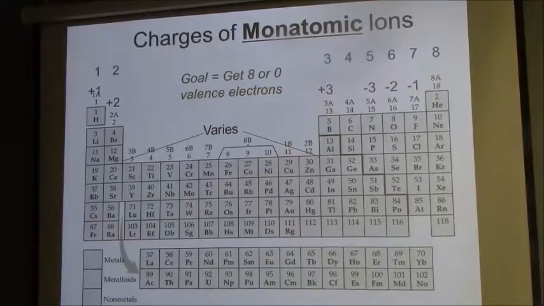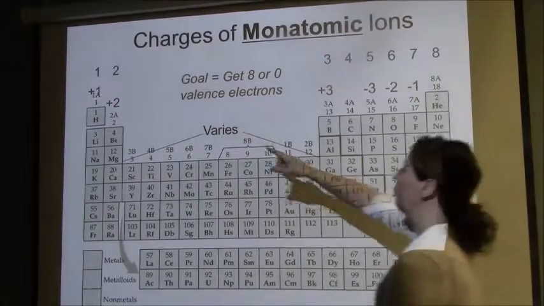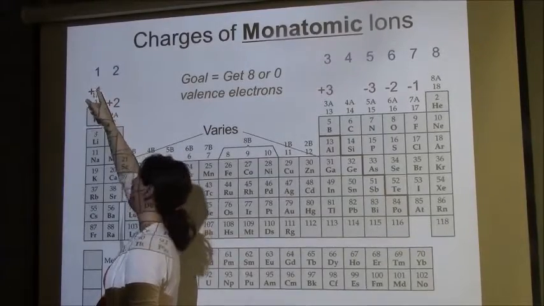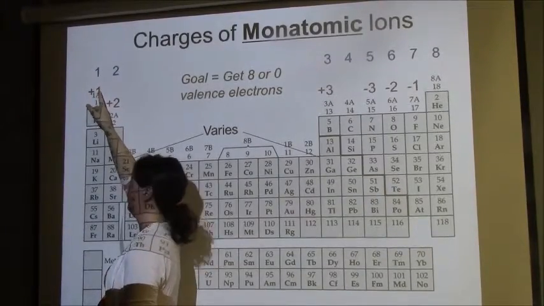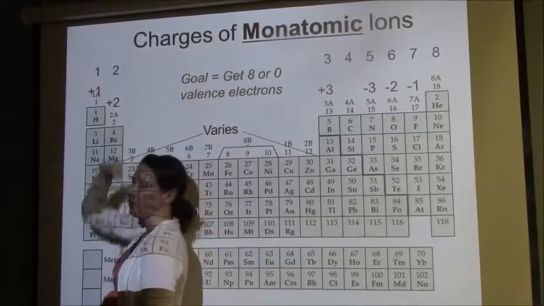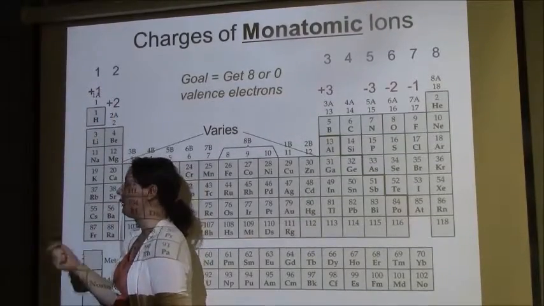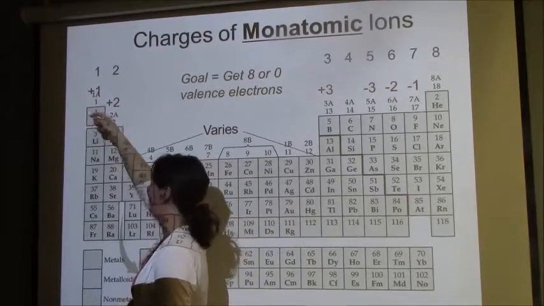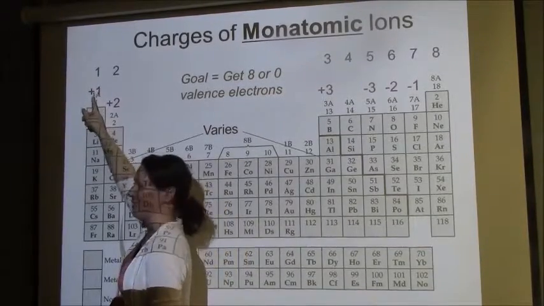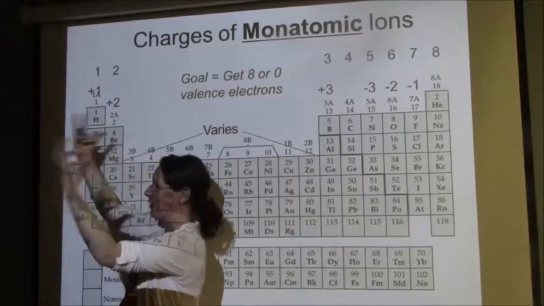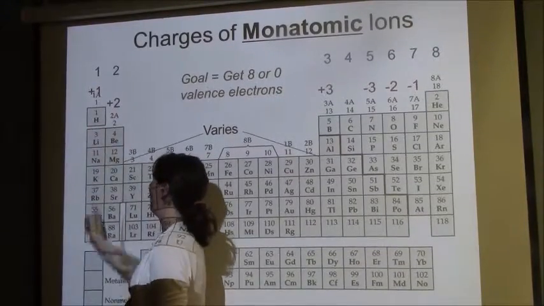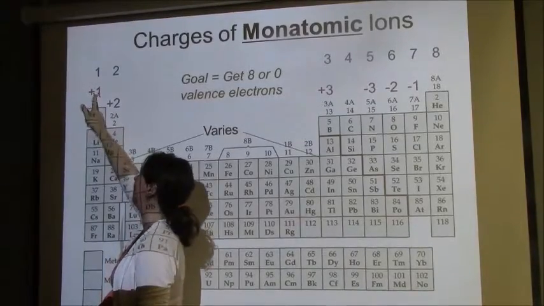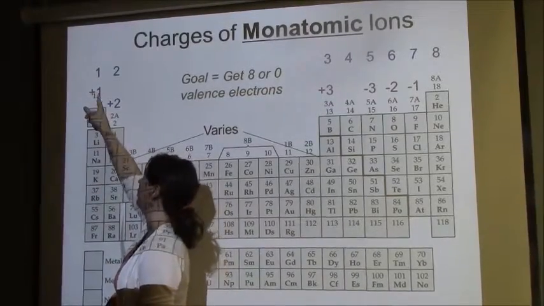Alright, so where do these numbers come from? If group 1 all has 1 valence electron, is it easier to gain 7 to get up to 8 or lose 1 to get down to 0? Well, it's easier to lose 1. And electrons are negative. If you lose a negative electron, you form an ion that has a positive charge. Right? You're losing something that is negative. So these guys have all lost that 1 electron to get down to 0, so these all have a +1 charge.